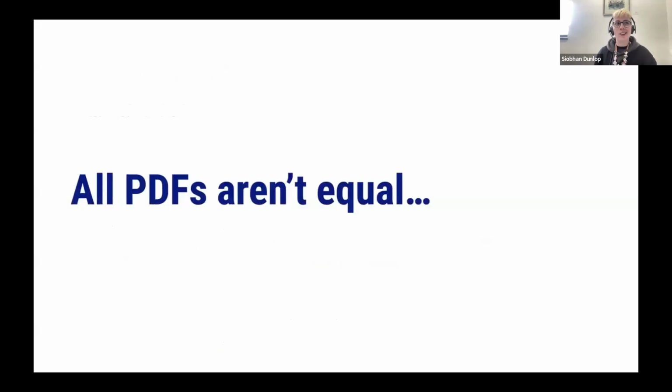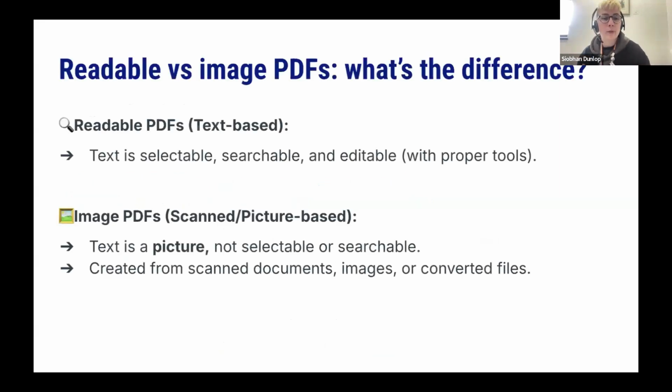And all PDFs are not equal. You might think it's a lovely egalitarian PDF world in which all PDFs are equal, but it is not. There are different types of PDFs, and some types work differently to others. So we have readable PDFs, which are PDFs that have been created using tools, often either exported out of something that does text creation or created in some kind of PDF editor that allows you to put text on. And these are readable. So the text can be selected, searched, and edited if you have a PDF editor, basically.